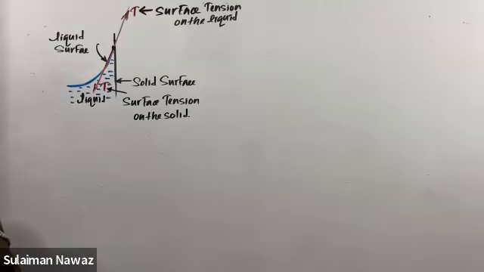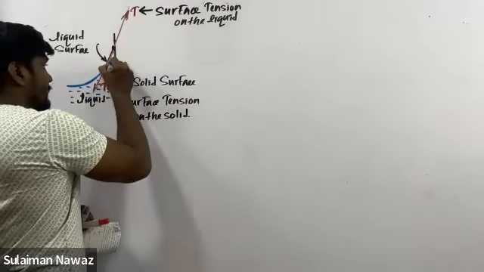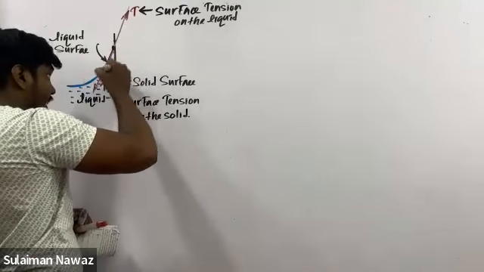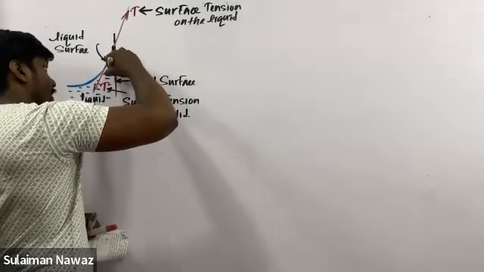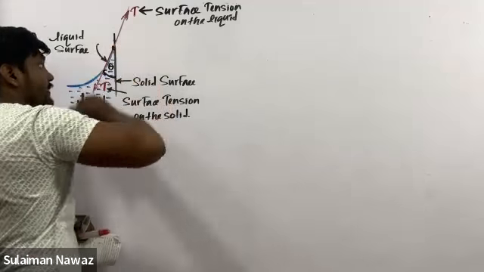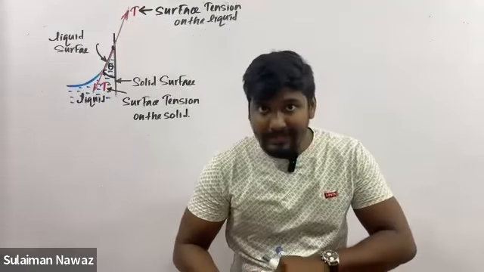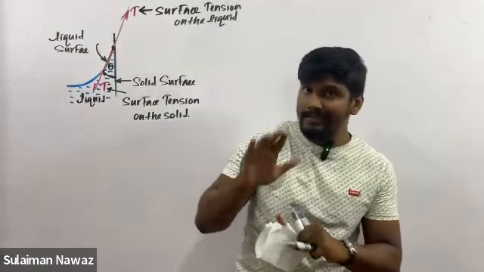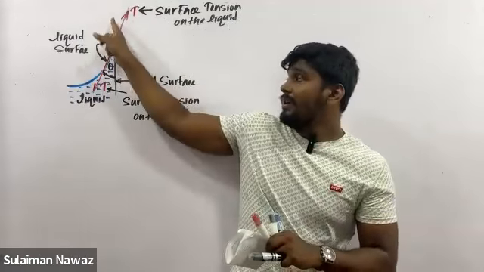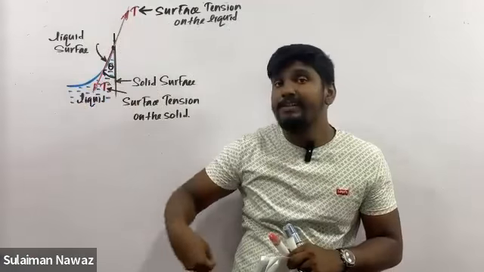Do you understand? If the angle is theta, this angle is the angle of contact, meaning over the tangent line, measure the angle from the solid to the tangent line. The angle of contact will be theta. Now we are not interested in surface tension on the liquid. Now we are interested in surface tension on the solid.